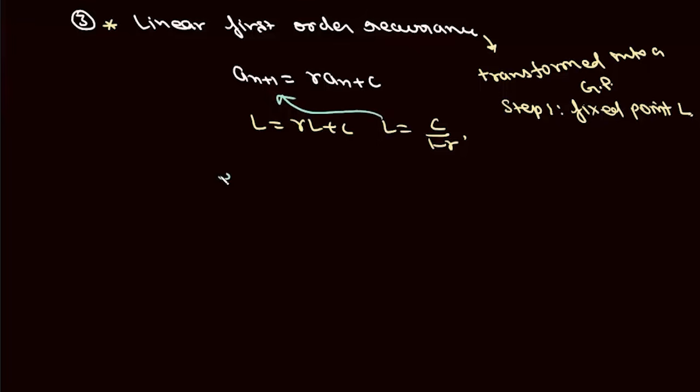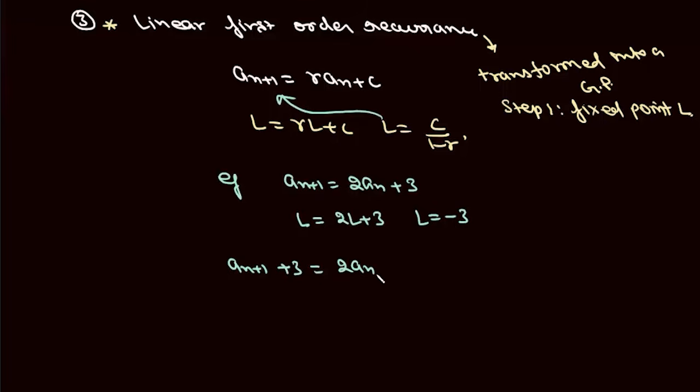Let us take up an example. Say for example, we are given this sequence a_(n+1) equals 2a_n plus 3. Now first we'll find this fixed point. So it'll be L equals 2L plus 3. So the value of L is minus 3. Now we'll subtract L both sides. So it'll be a_(n+1) plus 3, and this is 2a_n plus 6. So we can write a_(n+1) plus 3 is 2 times (a_n plus 3).